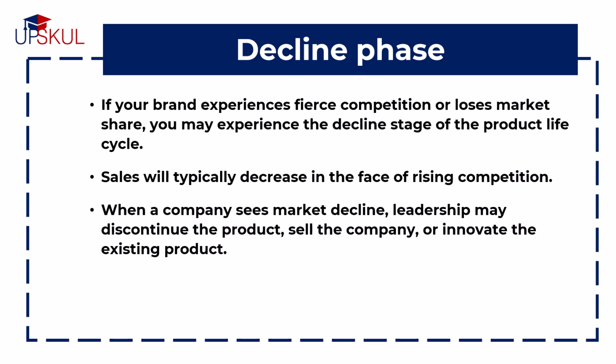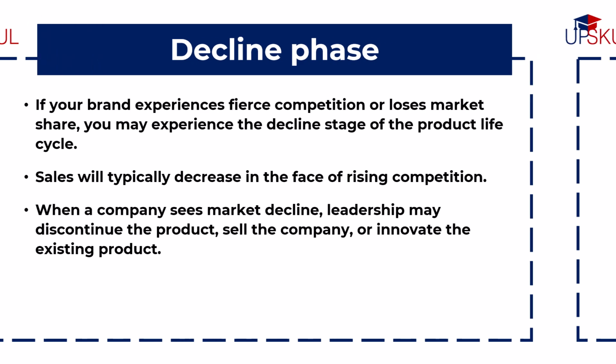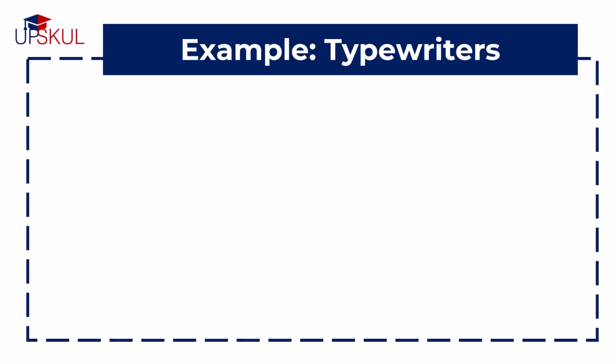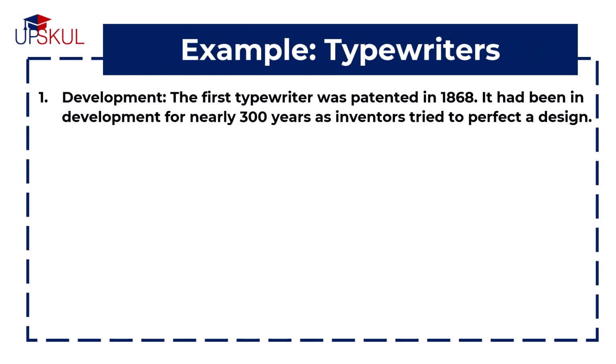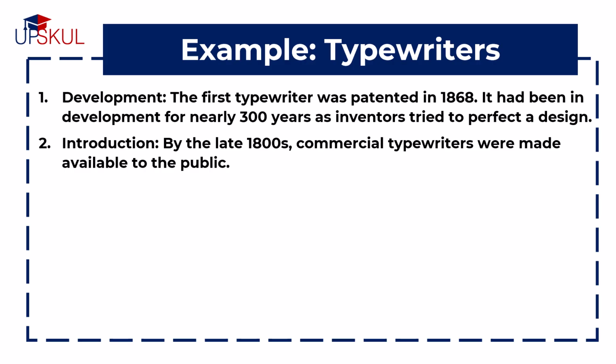Let's understand the product life cycle with the classic example of a typewriter. The first typewriter was patented in 1868. It had been in development for nearly 300 years as inventors tried to perfect a design. By the late 1800s, commercial typewriters were made available to the public.